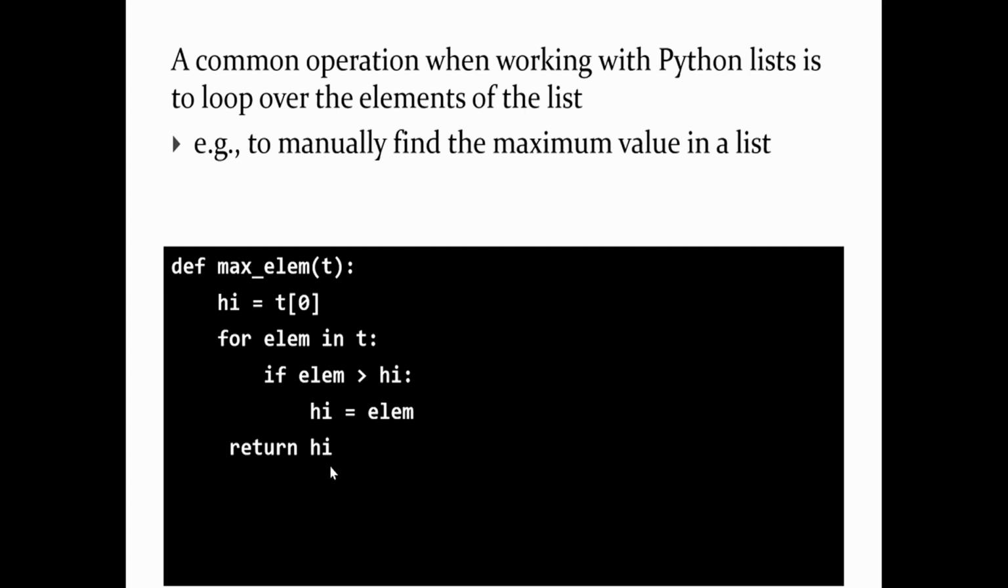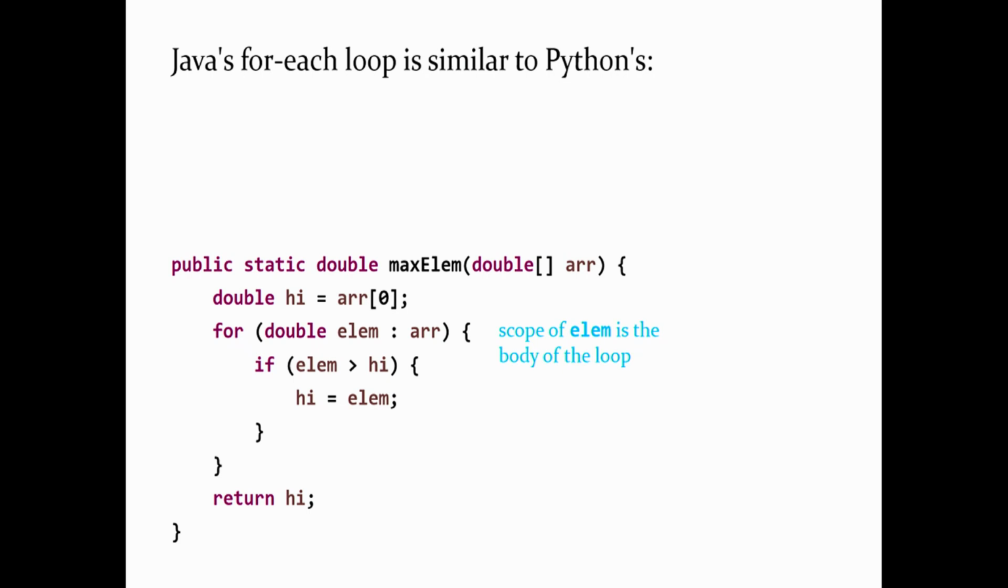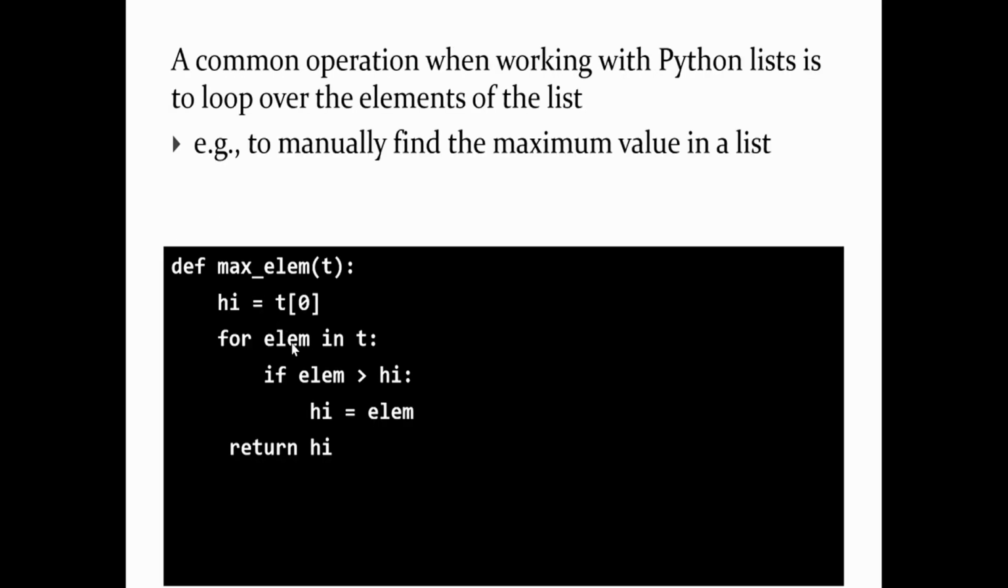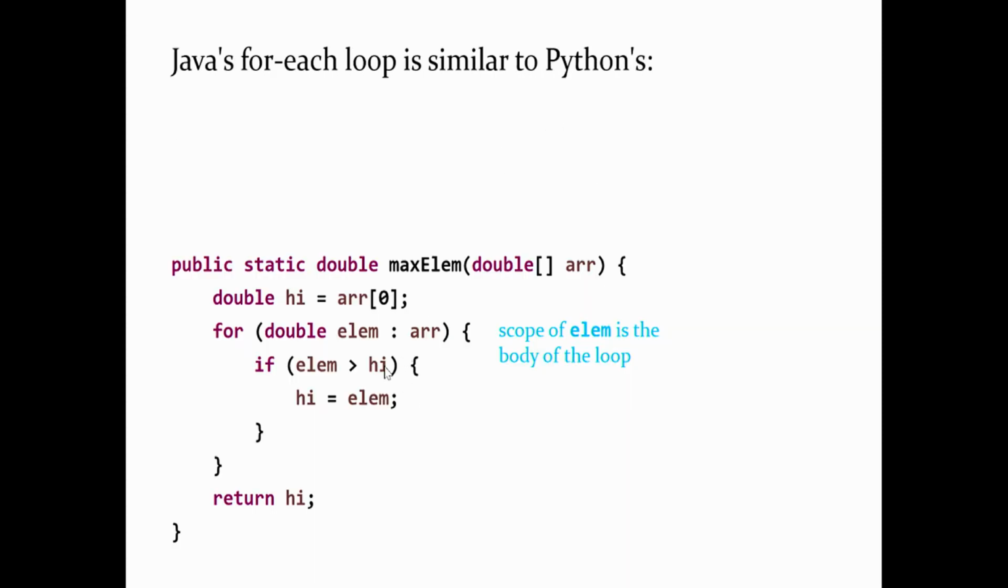Piece of cake. What does it look like in Java? So Java also has a for each loop. Python only has this kind of for loop. Python's for loop is a for each loop: for each element in a sequence. Java also has a for each loop. The syntax is different.